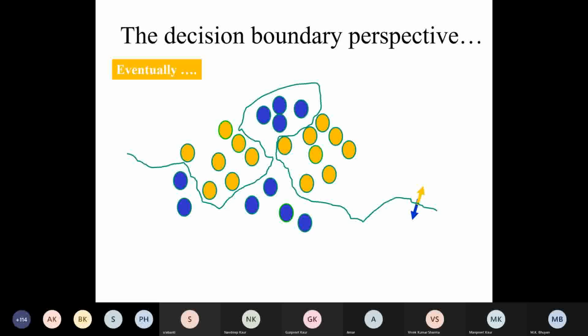So have you seen the decision boundary in this figure? Yes, sir. It is visible. Slides are visible, no issues.